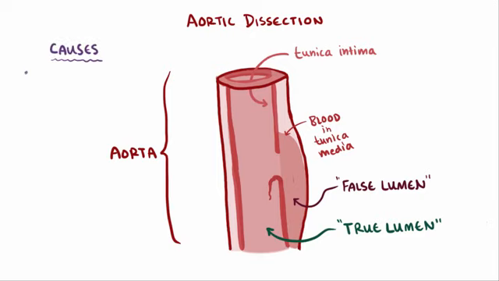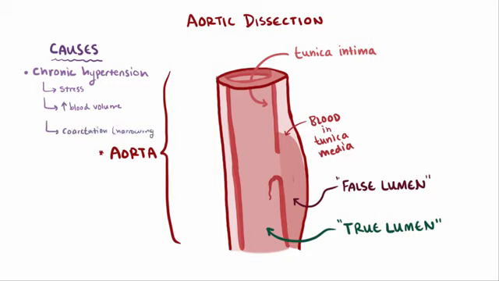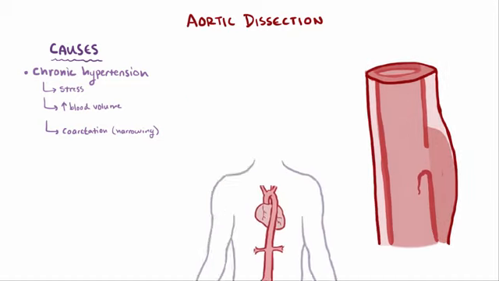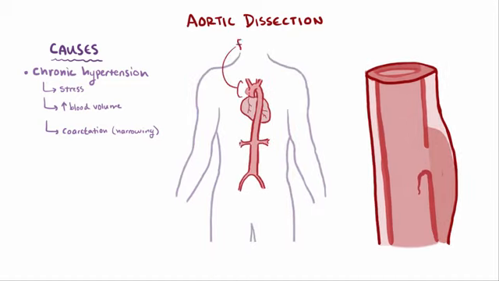Since high pressure is the cause of aortic dissection, it's no surprise that the aorta is the prime target for this problem. So what causes aortic dissection? Well, chronic hypertension is the major cause, whether the hypertension is caused by stress or from increased blood plasma volume like in pregnancy. Blood vessel coarctation, which is the narrowing of a blood vessel, also can cause dissection. Aortic dissections most often happen in the first 10 centimeters of the aorta, closest to the heart.